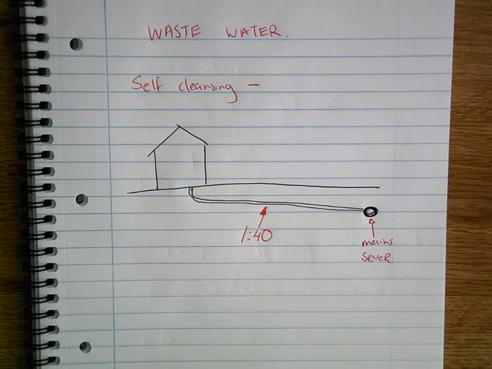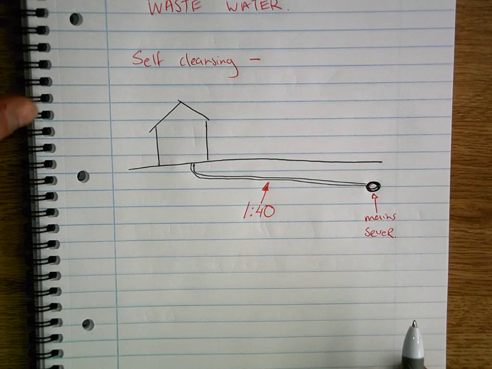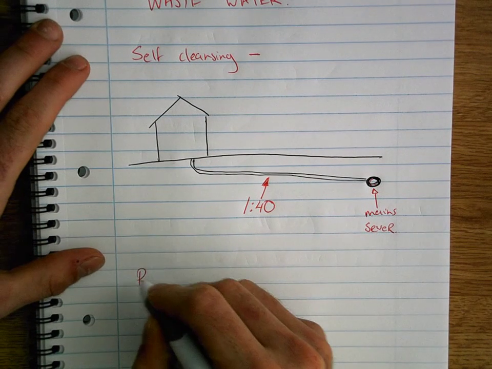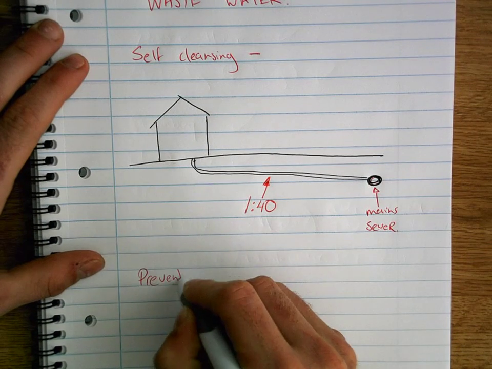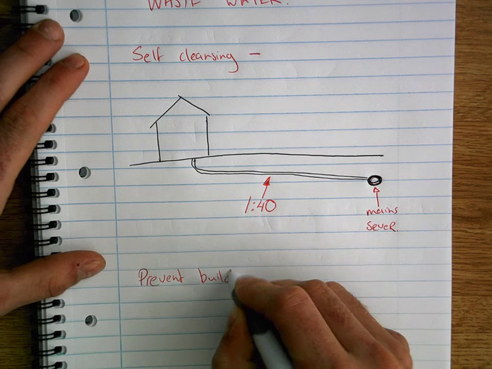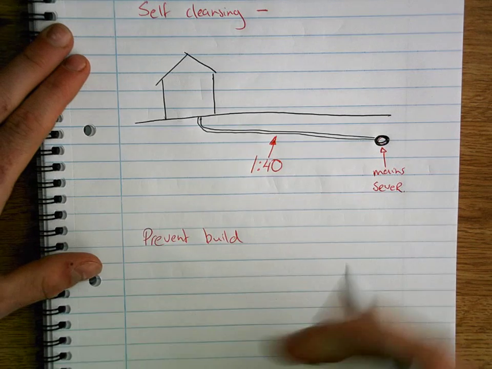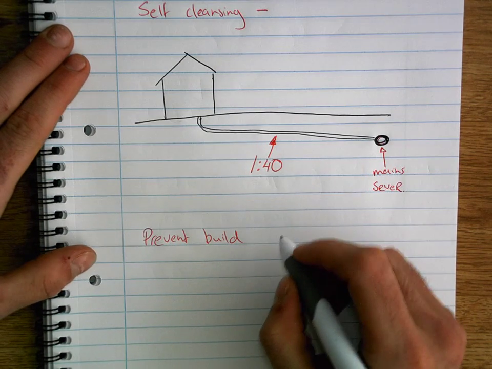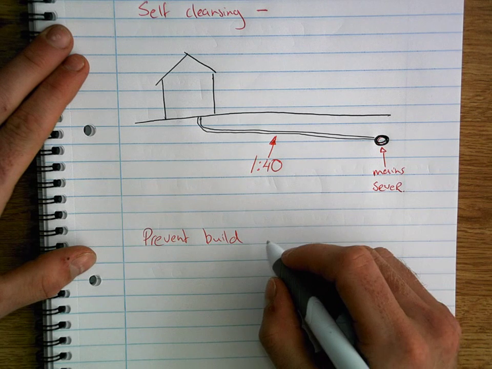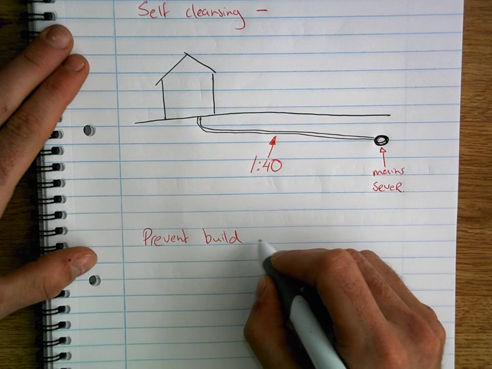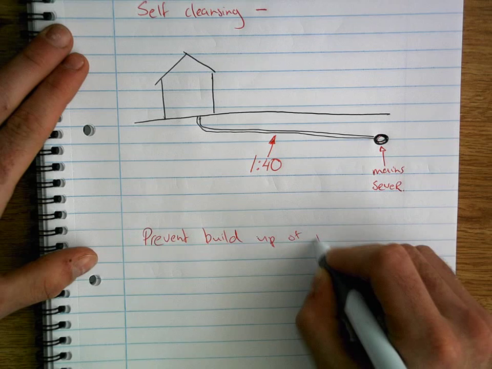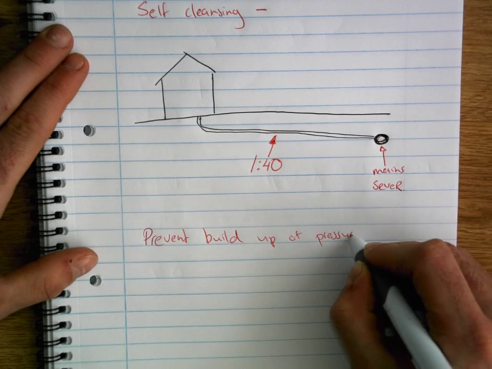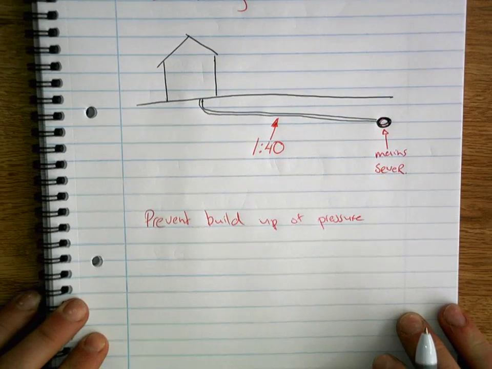The second main point of a function of this system would be to prevent the build-up of pressure. So because you're dealing with methane gases and other kind of stuff, there will be a build-up of pressure from that. So to prevent the build-up of pressure, what you would put in place would be vents along that system.